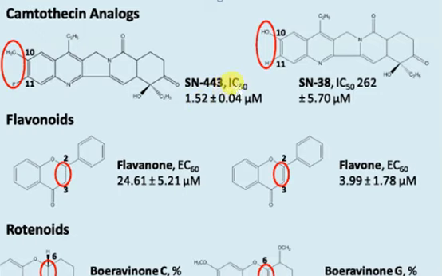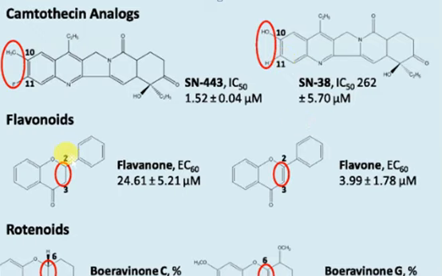So this inhibitory concentration is 1.52, and if we make the change, replacing this fluorine with hydrogen, and changing this methyl group to a hydroxyl group, the IC50 value is 262, right? Just these two changes result in such an increase in IC50 value.